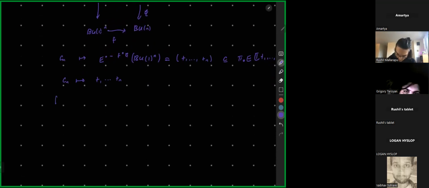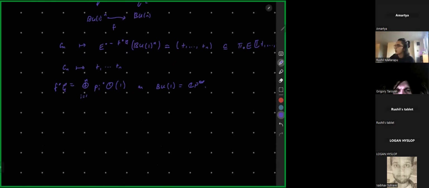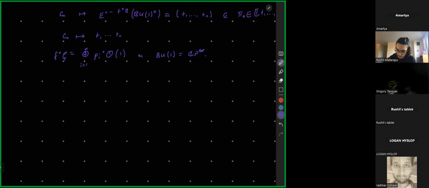And now by the splitting principle, this pullback of this bundle is just the direct sum from 1 up to n of the individual pullbacks of the canonical bundle on BU1, which is just CP infinity. Because of this, we only really need to check what happens in the case n equals 1. And then we can bootstrap that up. So what happens over there?